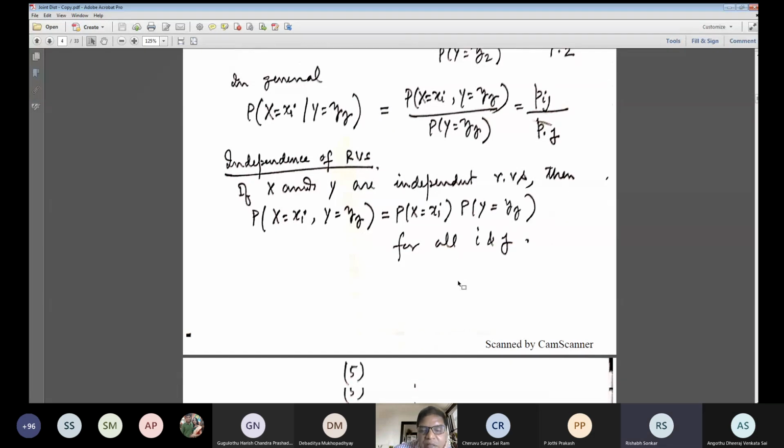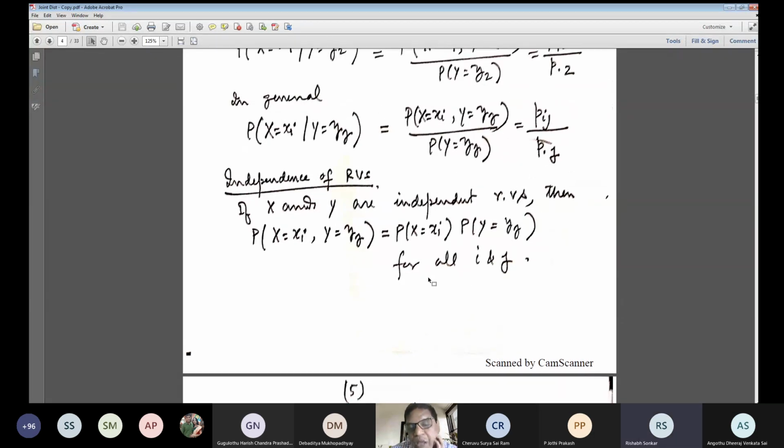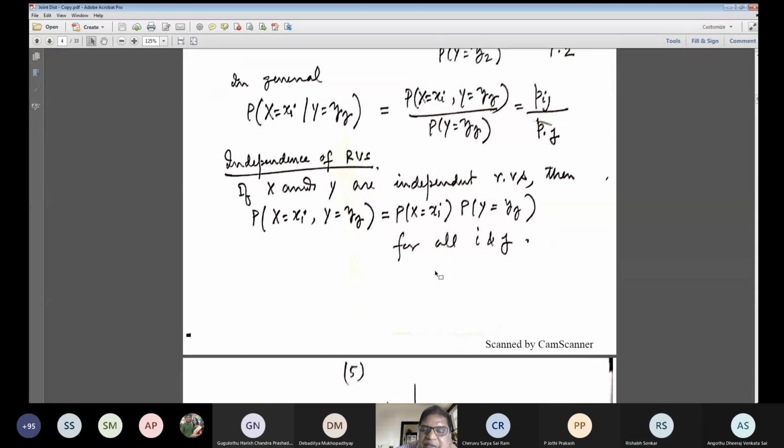Sir, the important thing, this is for every i, j, right? This is for all, that's what I am going to tell you. If for any particular ij even one condition does not hold true, then we cannot say the random variables x and y are independent. I will show you by means of an example also. So here, this is important: for all i and j, it should be true.